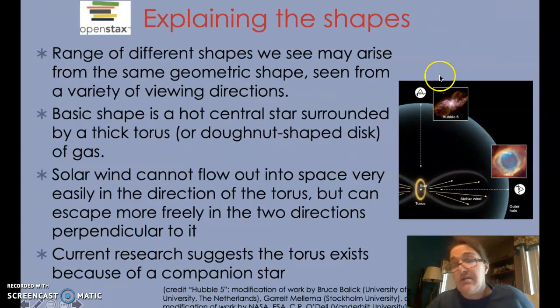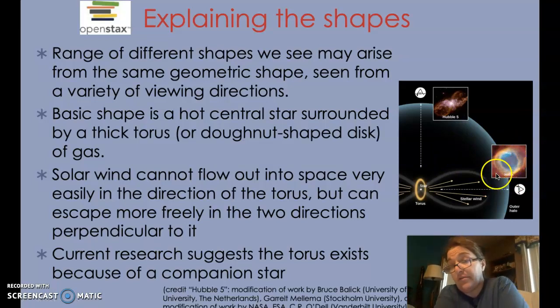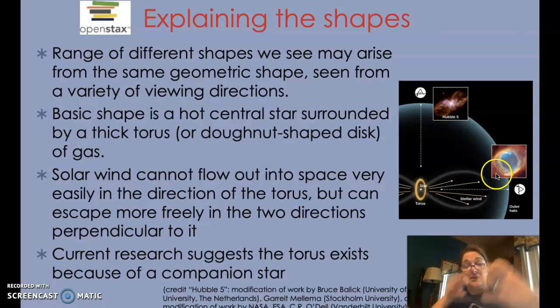So talking more about those shapes. We see lots of different shapes. Helix Nebula, which is called the Eye of God, is another great one that we're probably looking down the cone of the explosion.